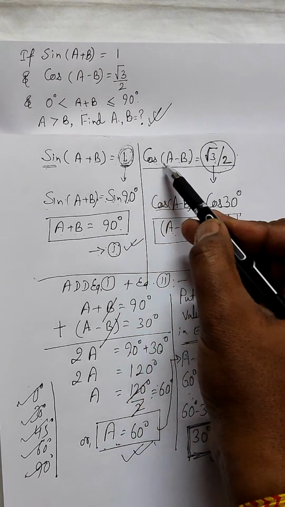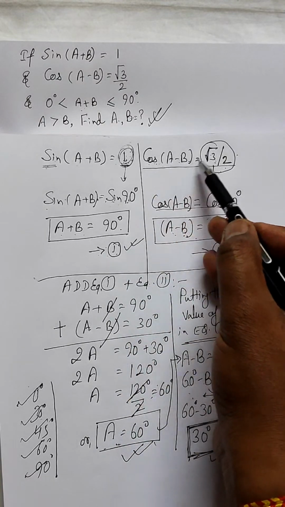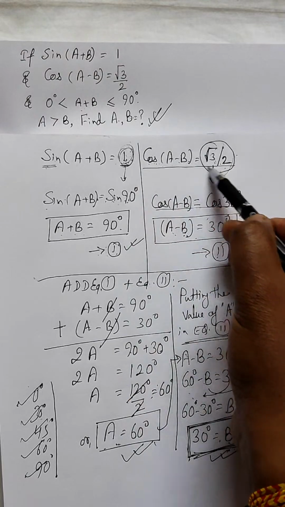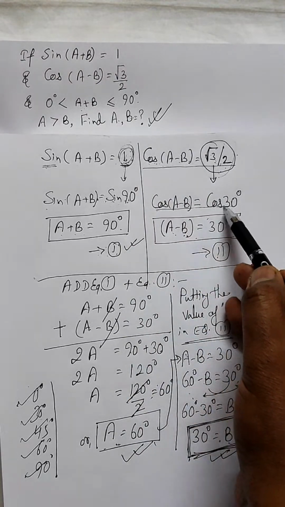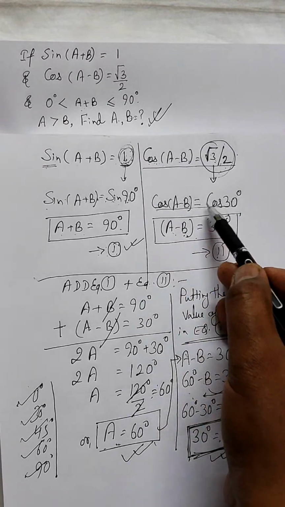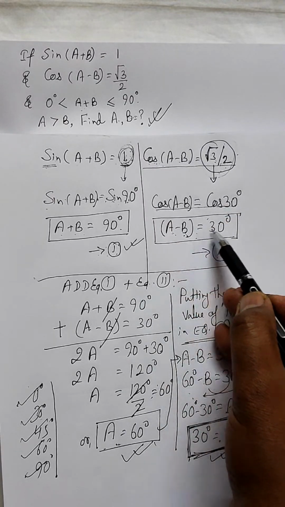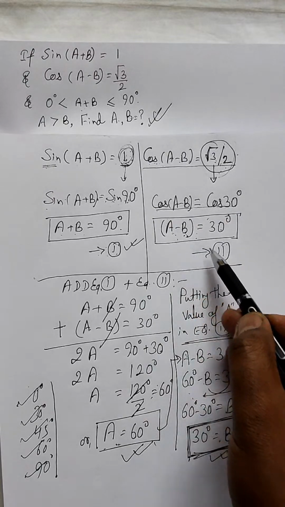Similarly, the other data given in the question, cos of a minus b equal to root 3 by 2. This root 3 by 2 is the value of cos 30 degree, right? So cos a minus b can be written as cos 30 degree. So removing cosine from LHS and RHS, we get a minus b as 30 degree. Now this is our equation number 2.